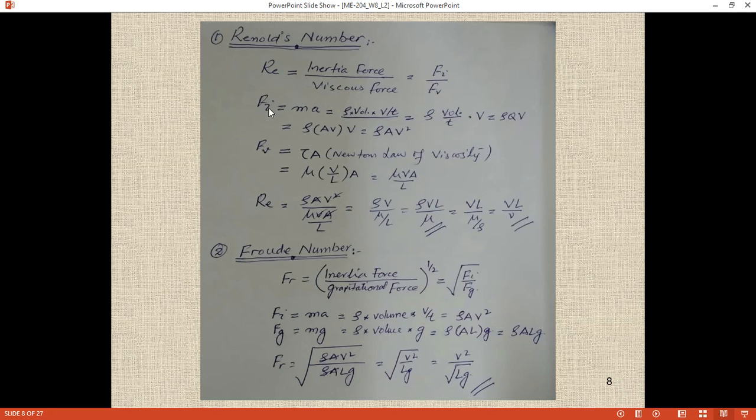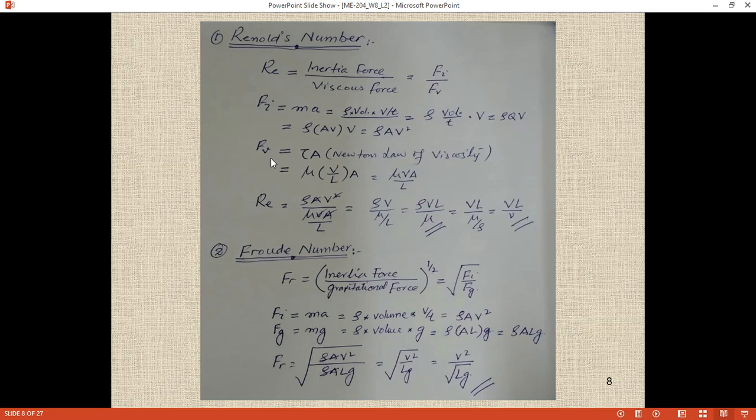So the inertia force will become density times the volume flow rate into velocity. Further, the volume flow rate we know is equal to area times velocity. So finally it becomes density times area into velocity squared.